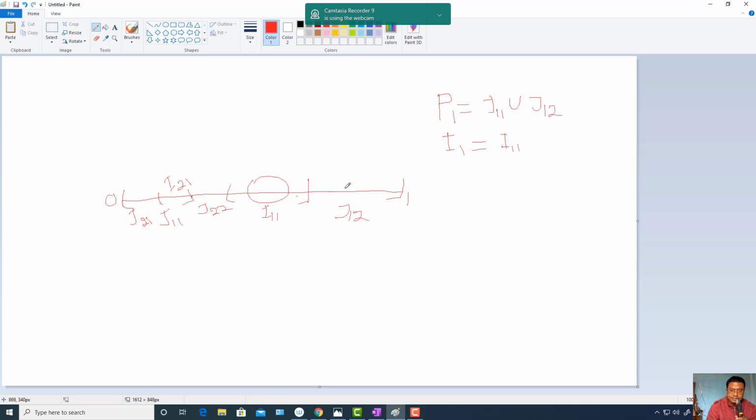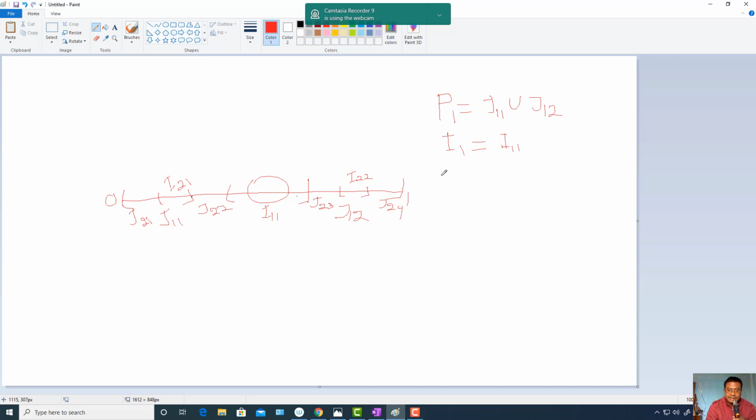From here also you divide into three equal parts. The middle third part is here. This is an open interval, and we call it I22. The remaining ones are J23 and J24. So how many closed intervals are here? 1, 2, 3, 4, that is 2 to the power 2, 4 closed intervals. How many open intervals did we remove? There are two open intervals, I21 and I22.